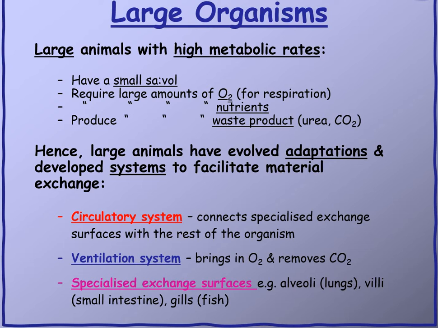So therefore large animals have evolved adaptations and developed systems to facilitate material exchange. So they've got a circulatory system which connects specialised exchange surfaces with the rest of the organism. They've got a ventilation system which brings in oxygen and removes carbon dioxide. And they've got specialised exchange surfaces like alveoli in the lungs, or villi in the small intestine, or gills in the fish.